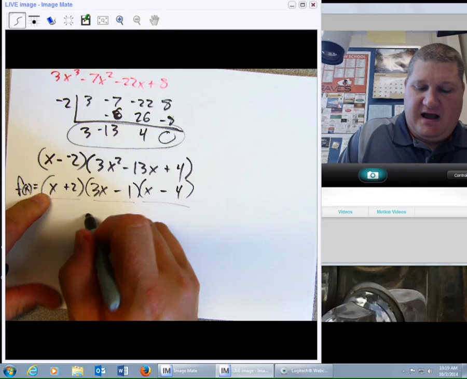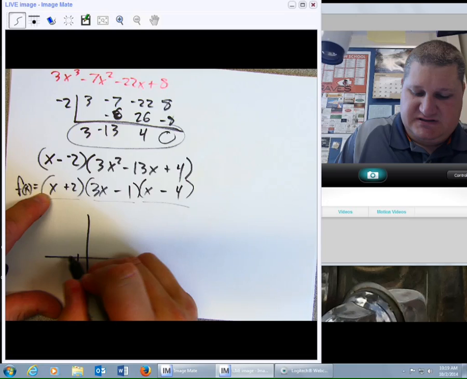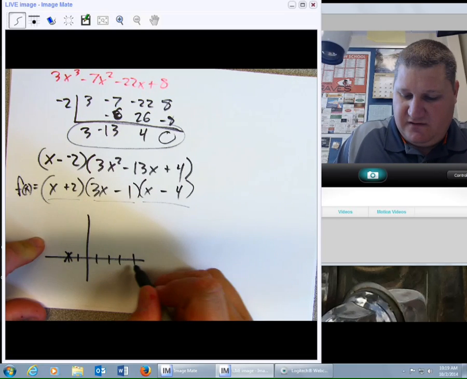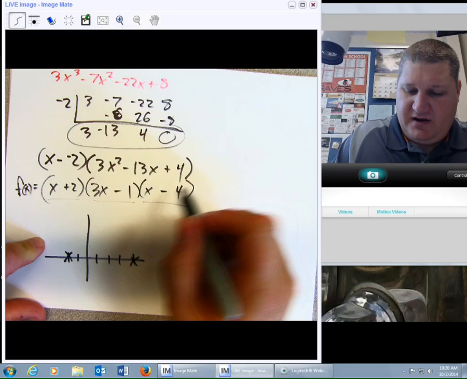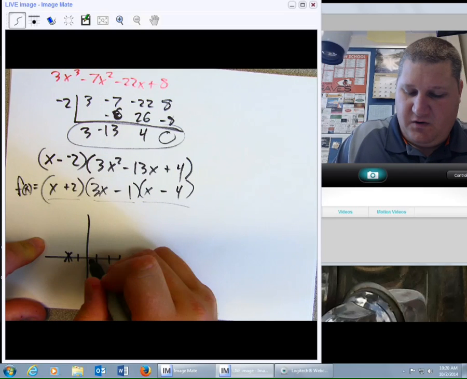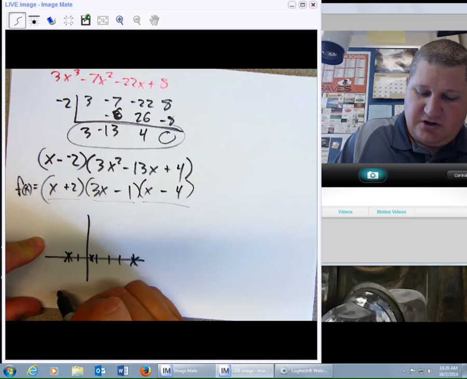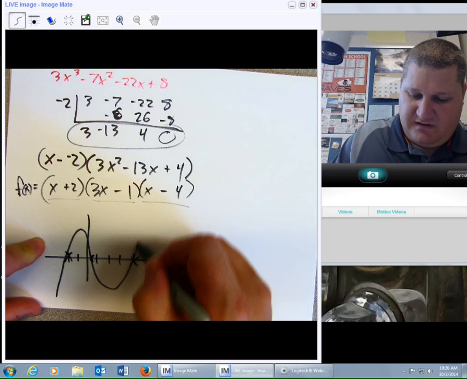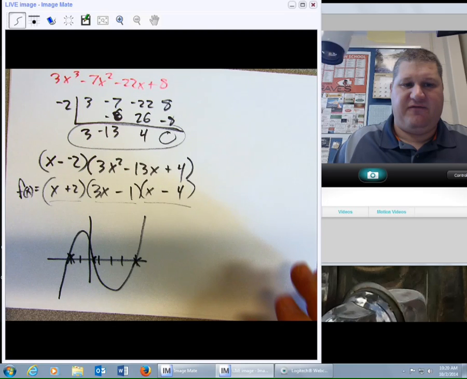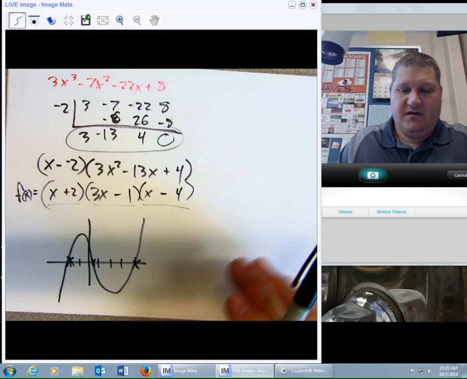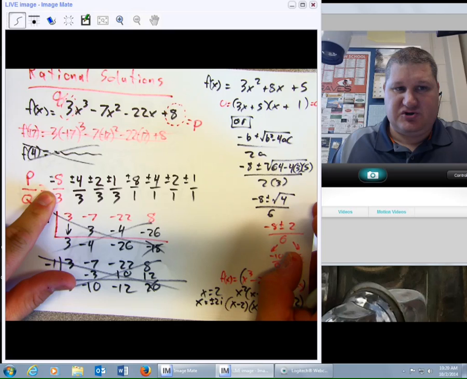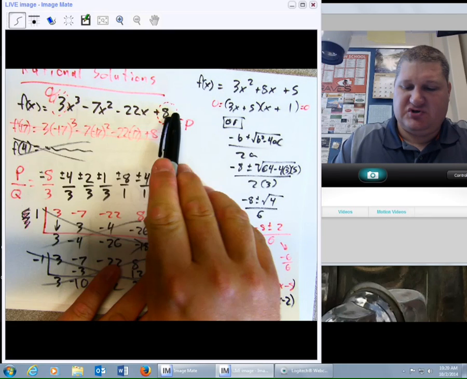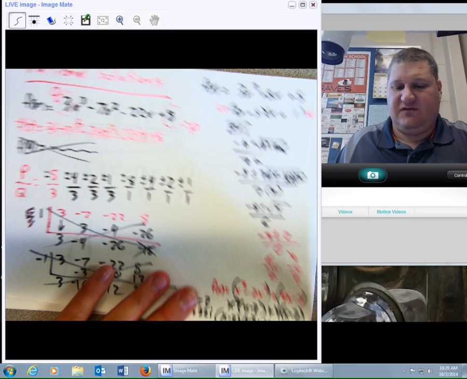I can say, all right, I know it crosses at negative 2. I know it crosses at 4. I know it crosses at 1/3. And so now I know it is an odd function, it goes up. And so now I can clearly graph it. That is using potential rational solutions and using synthetic division to actually find the zeros of cubics that we couldn't otherwise factor to this point.